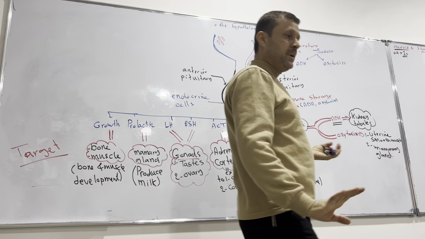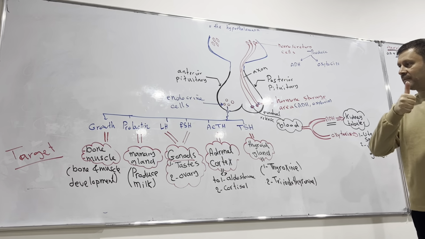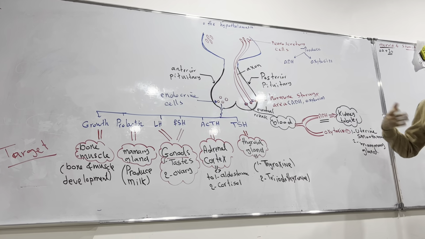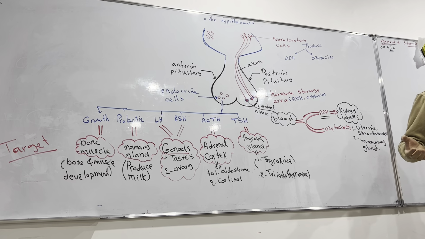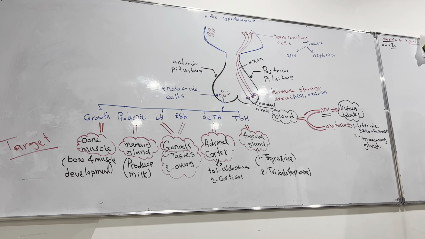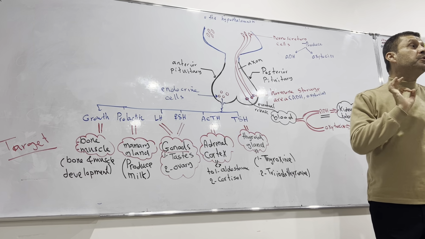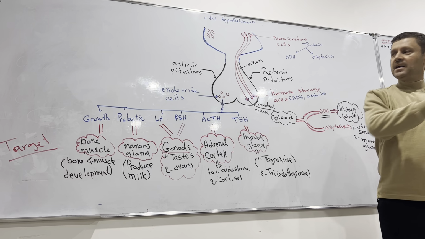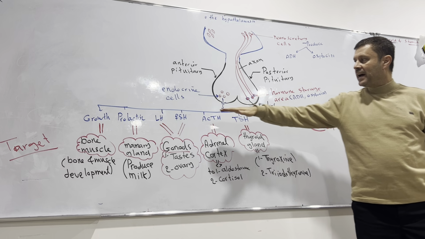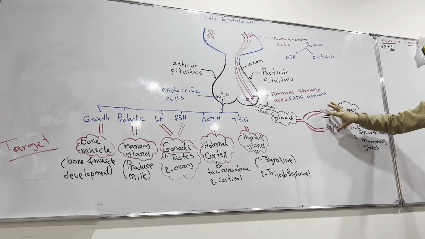Eight. Right? The pituitary gland secretes how many hormones? Eight. Right? But the pituitary gland produces how many hormones? Produce. A secretory gland has to be a way to produce.